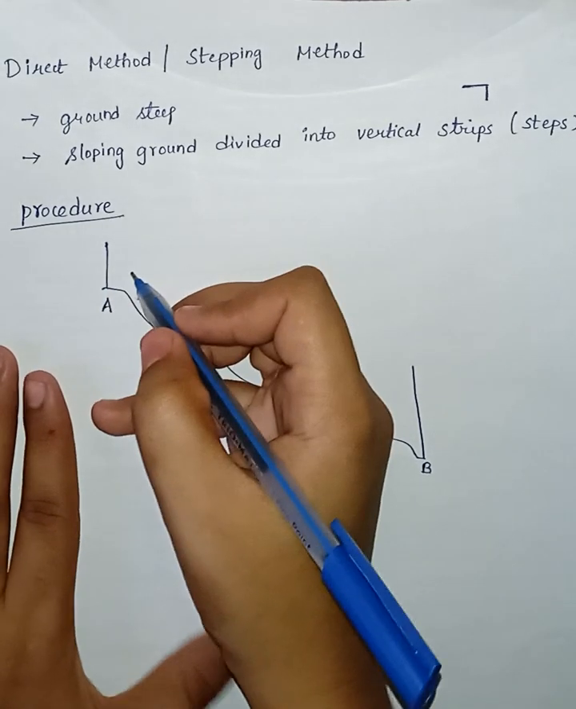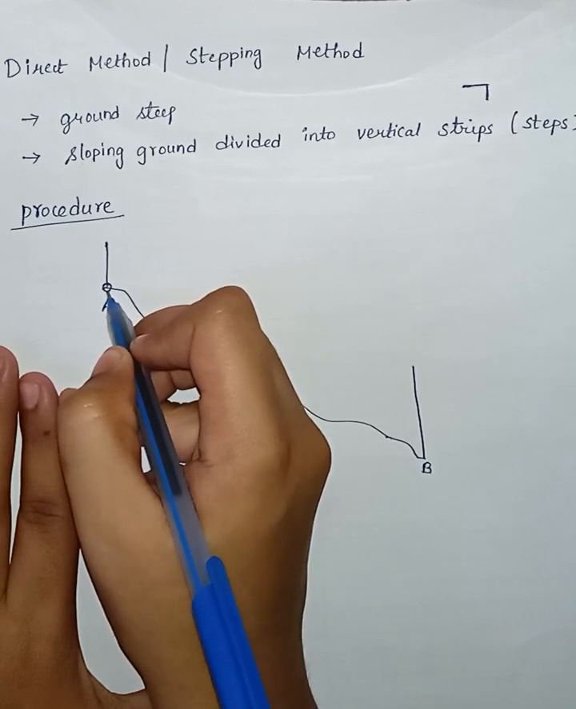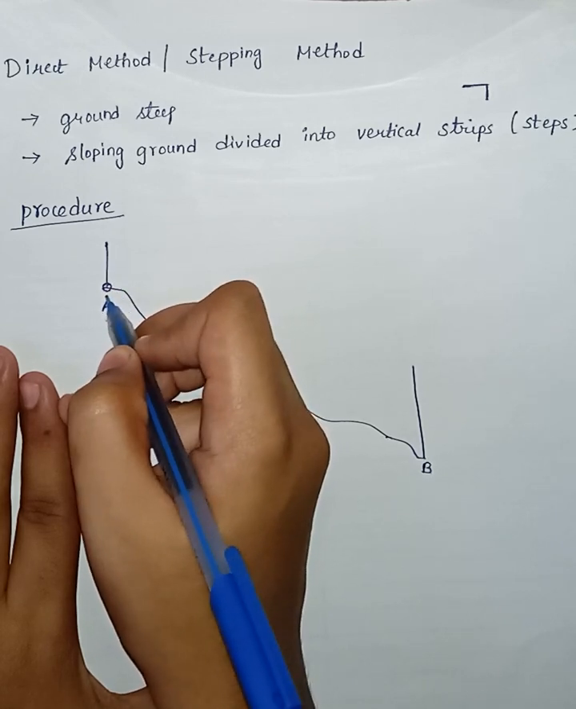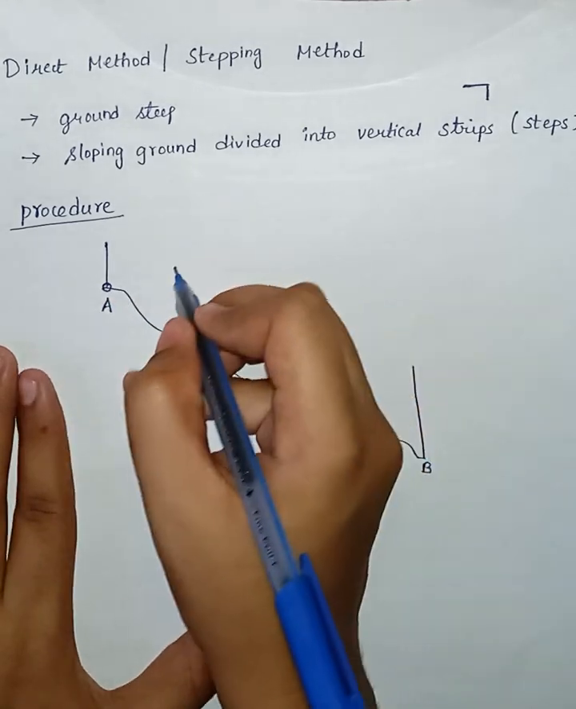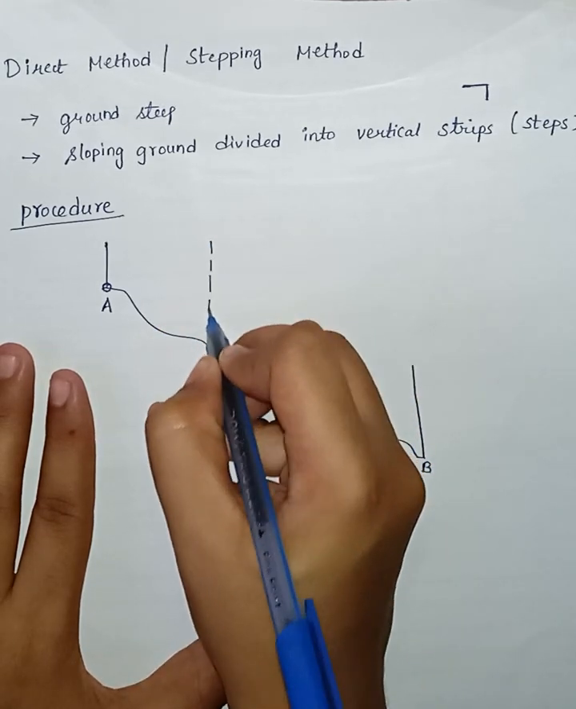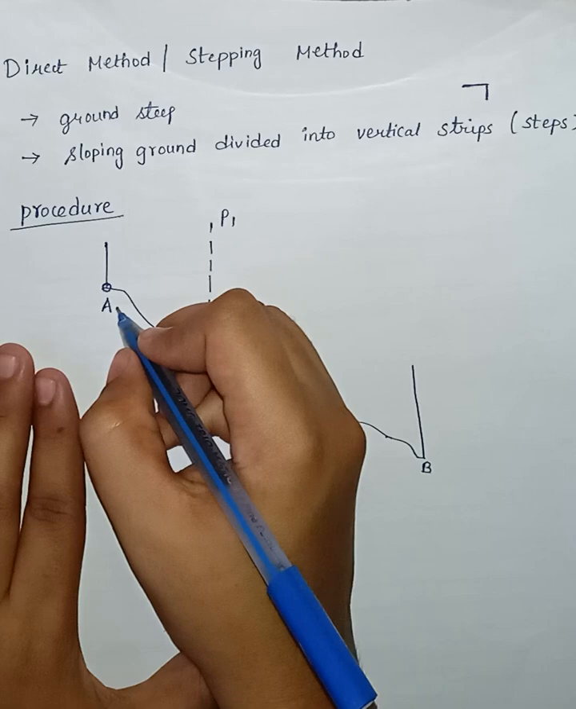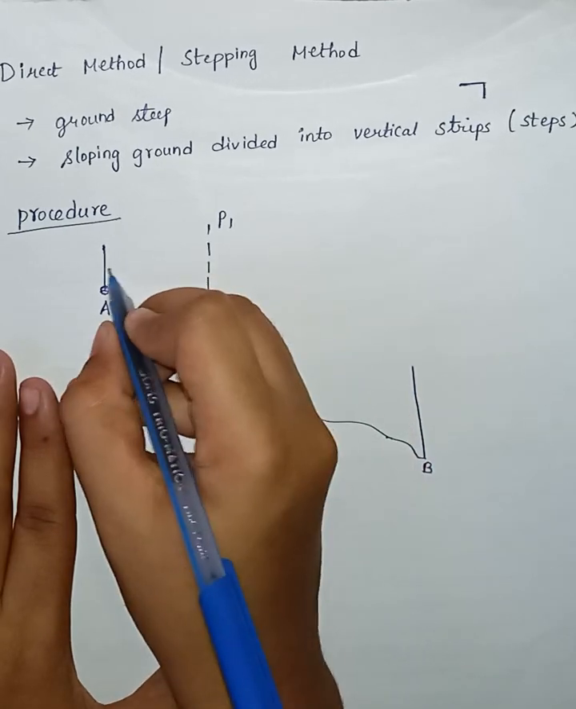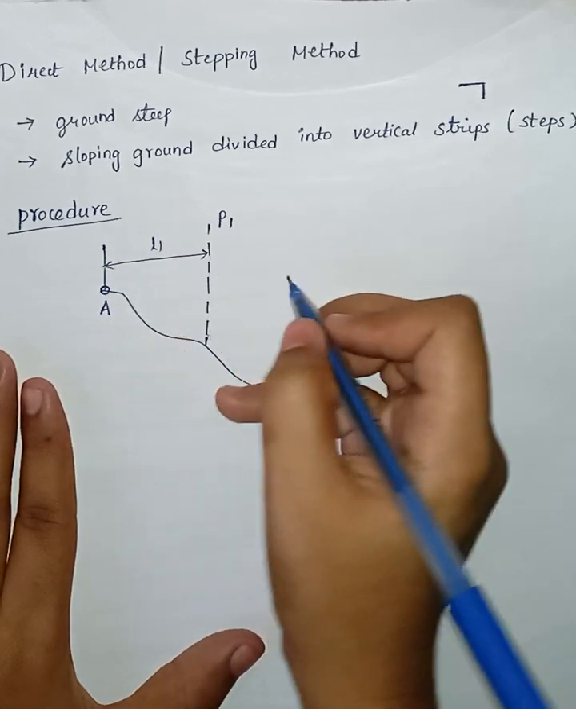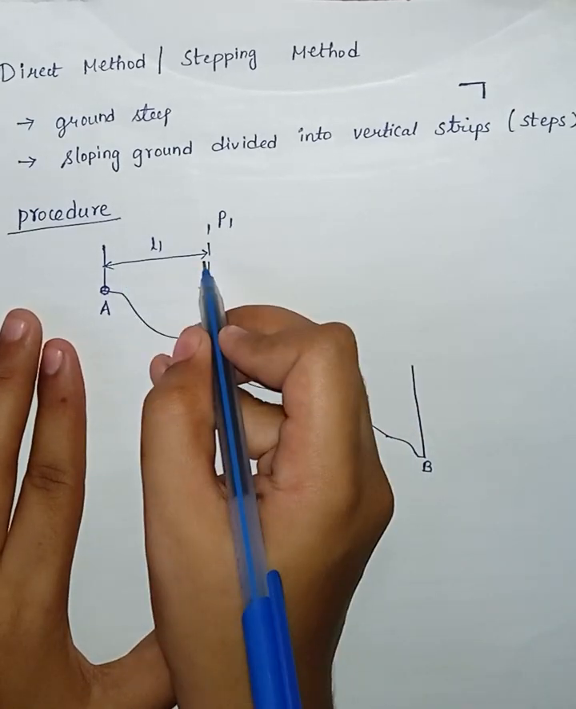The follower will hold the zero end of the tape at point A and the leader will select some length AP1. The length AP1 will be taken as L1. P1 will be at the same height as the ranging rod at A. This length is known as L1.